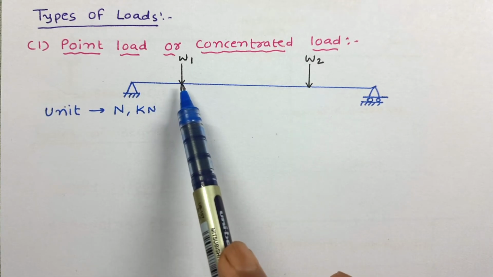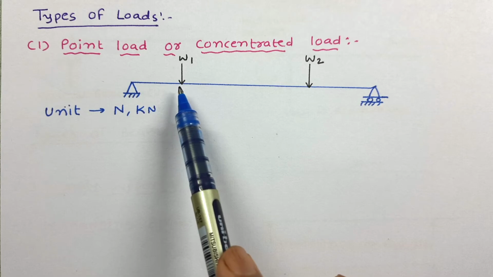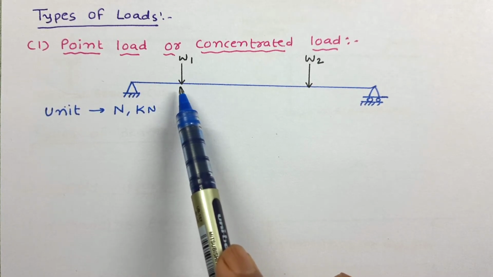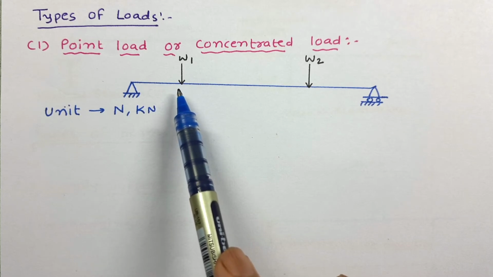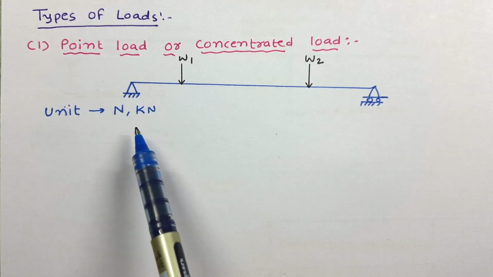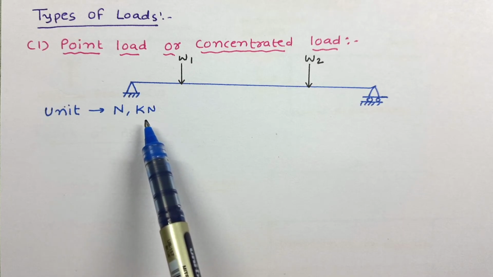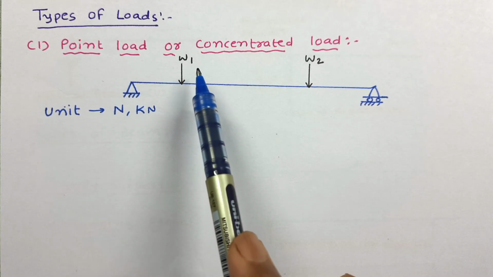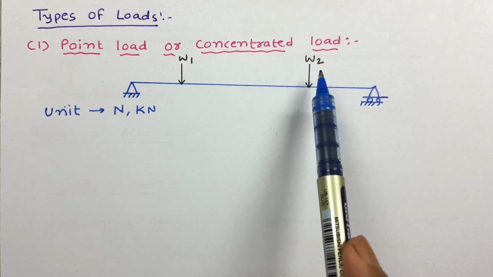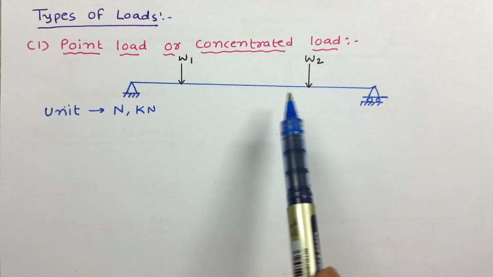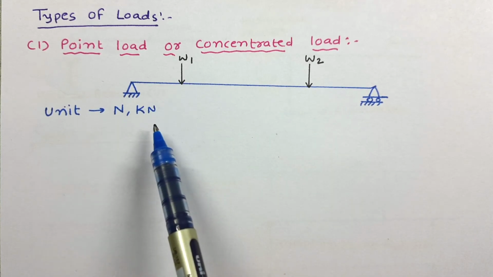Actually, it is distributed over a small area, but we consider that this load is acting on the CG of that particular load and it is transferred through a single point. So, the unit of this type of load is Newton or kilonewton. We can say a 10 kilonewton load or a 20 kilonewton load is acting on the beam, so we can represent it likewise with its magnitude.